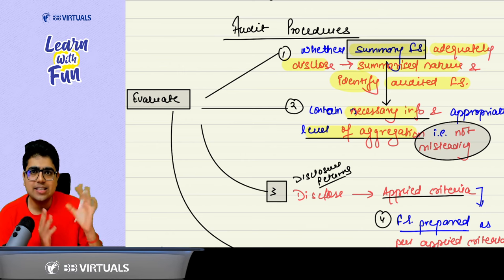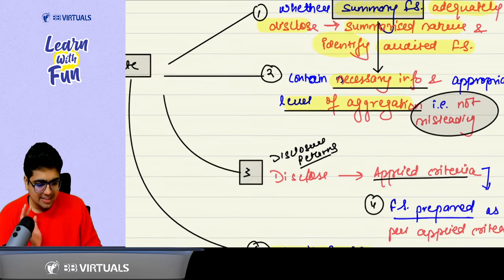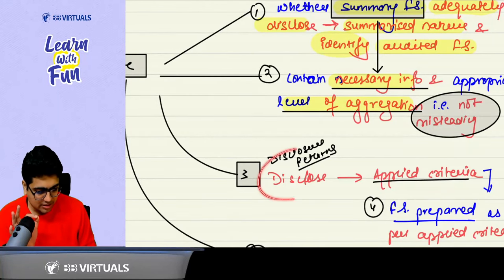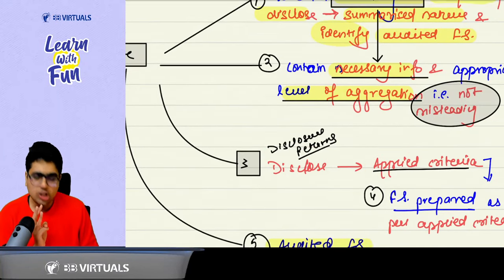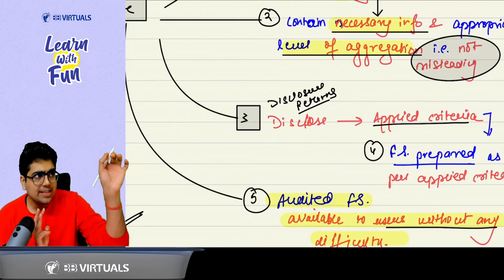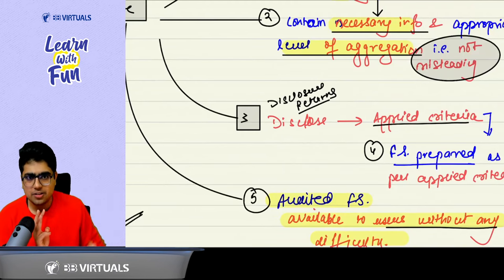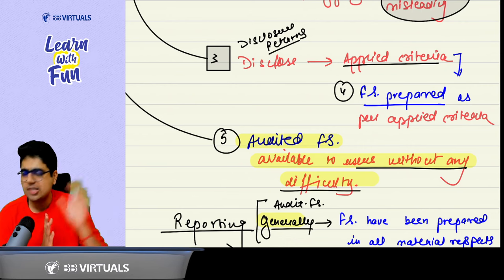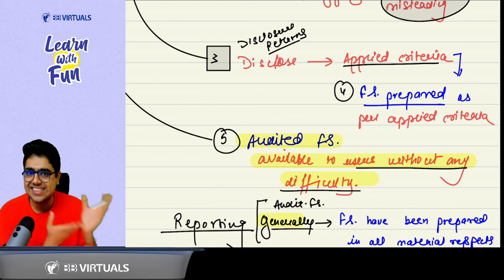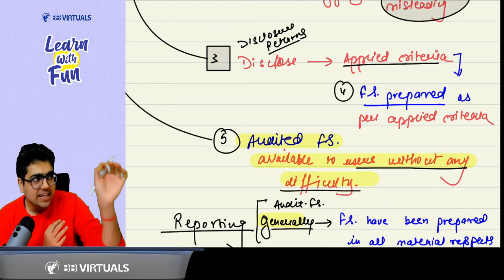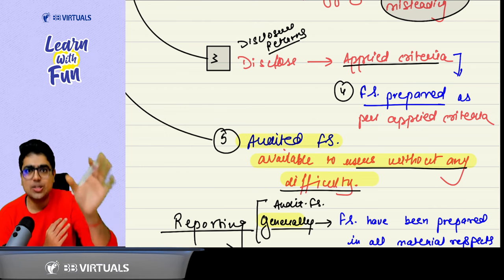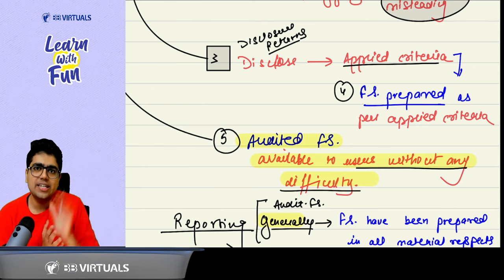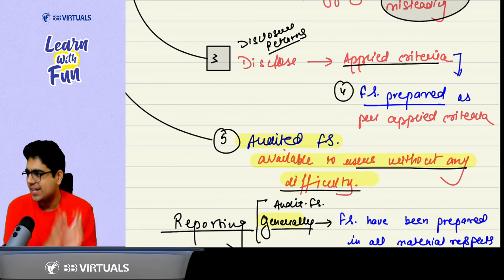In the third point, we discussed disclosure of criteria. That means in this you have to disclose the applied criteria. Fourth point is related to this only. Based on this applied criteria, you need to prepare the financial statements. So evaluate whether the financial statements are prepared as per the applied criteria. And the last point, we all will remember without any difficulty. Sir, how? This is the same point. The audited financial statements should be available to the users of the summary financial statements without any difficulty.